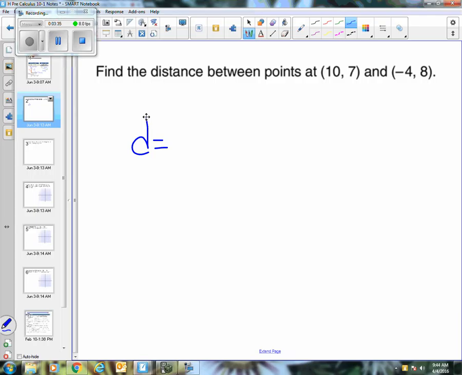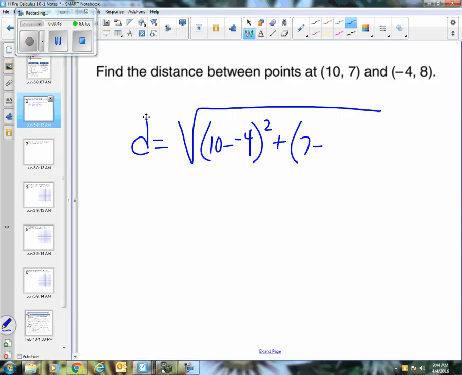So when you're trying to find the distance between 2 points, it doesn't matter which one you call point number 1 and point number 2. You just need to subtract them. So I'm going to go ahead and subtract this way, but you can decide whichever way you want to go. It doesn't matter. So I'm going to say that I'm going to subtract in this order. Okay, then just do the arithmetic.